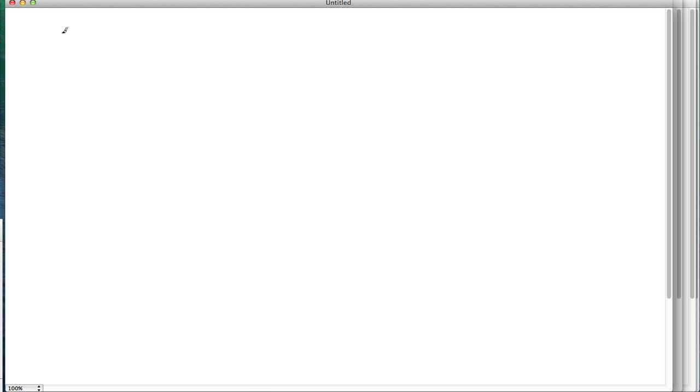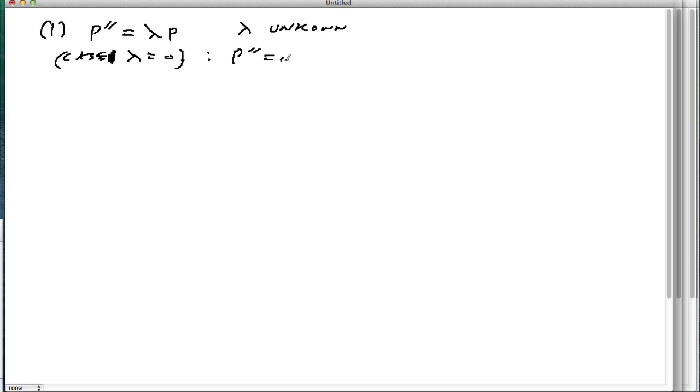So again, the equation was, we'll do number 1 first. It's going to be p double prime is equal to lambda p. All right. So for this, lambda is unknown, and we don't even know what the sign is, but what we can do is go through a few cases. Case 1 is that lambda is 0. And that's going to be p double prime is equal to 0.